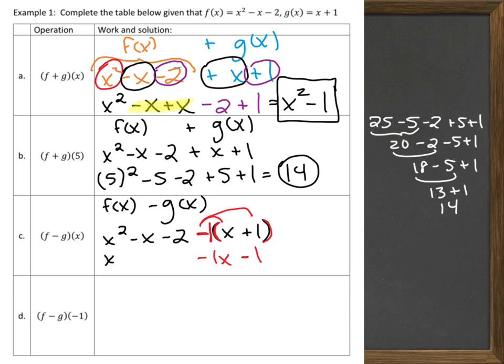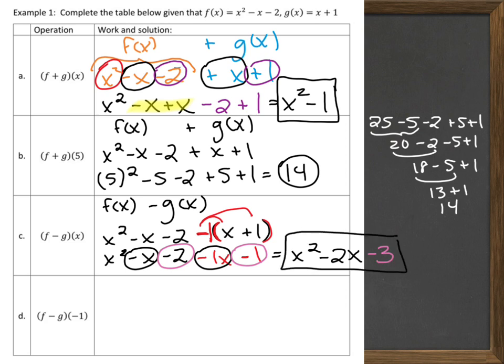Okay, and I'm going to take a minute and just bring down the rest of the terms from the first function. Now notice this is going to give us a slightly different answer from what we got in part A. We still have our x squared, but now we have a minus 1x minus 1x. That's going to give me minus 2x. Then we have a minus 2 minus 1. That's going to give me a minus 3. So my final answer is x squared minus 2x minus 3. Again, I know that the x should still be in my final answer because I was not given a value for x in the question.